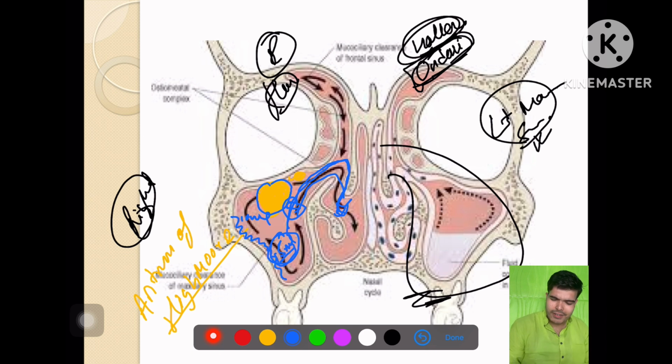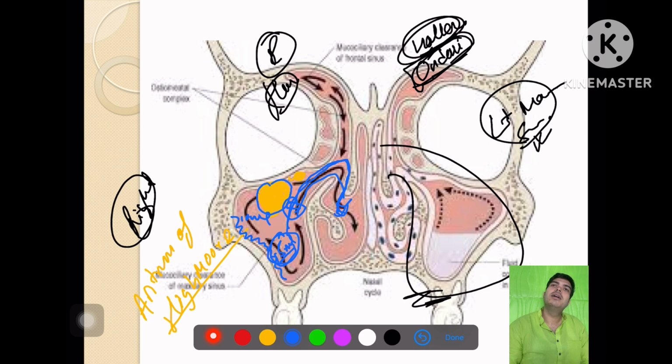And of course, different cells like large bulla ethmoidalis. So what is this bulla ethmoidalis? See, normally your ethmoidal sinus will have a bulla ethmoidalis. It's one of the cells. But if it's very large and obstructs the ostium, okay, that will lead to this. And one more is there, concha bullosa. So don't confuse it with this one, okay.